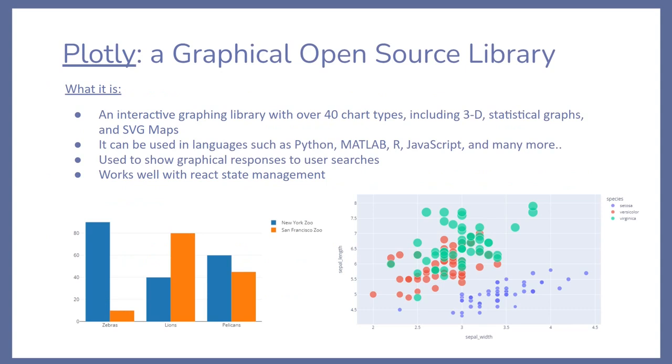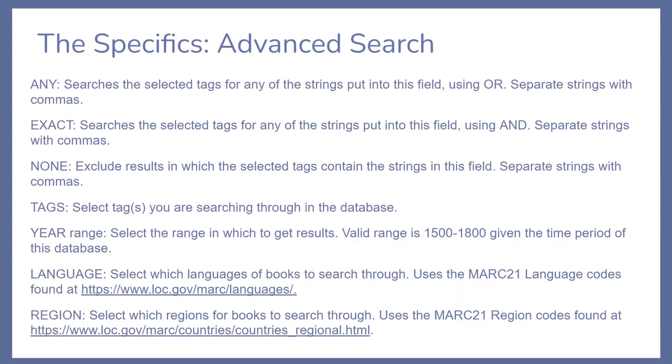Plotly, a graphical open-source library. This is an interactive graphing library with over 40 chart types, including 3D, statistical, and SVG maps. It can be used in other programming languages such as Python, MATLAB, R, JavaScript, Perl, Dash, and many more. Used to show graphical response to user searches and queries. This works well with React state management. Other benefits of the Plotly graphing system is it's easy to save PNGs, zoom in and out, reset frameworks, and many other things.